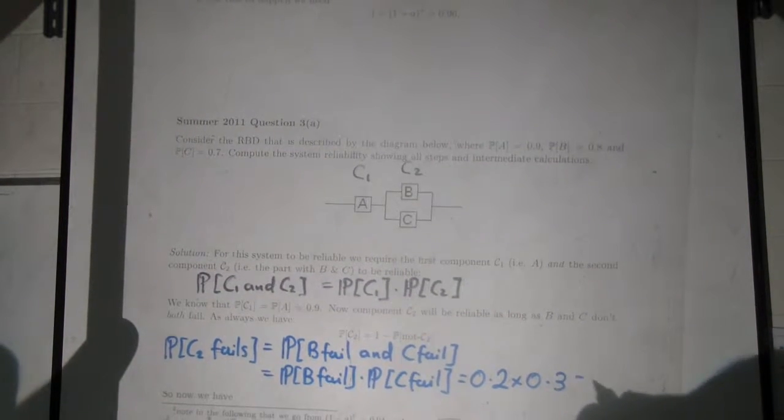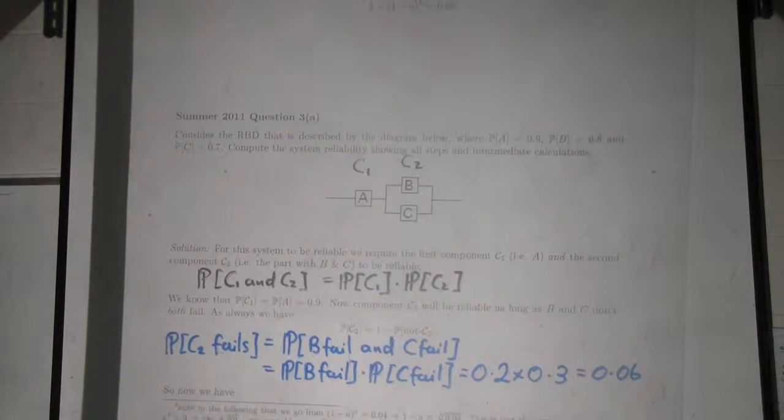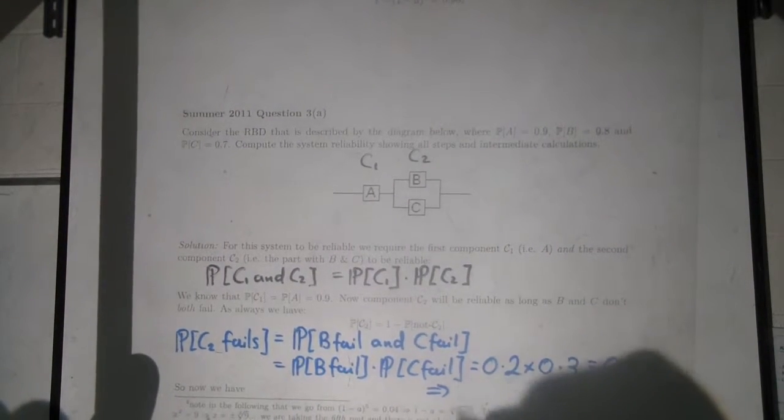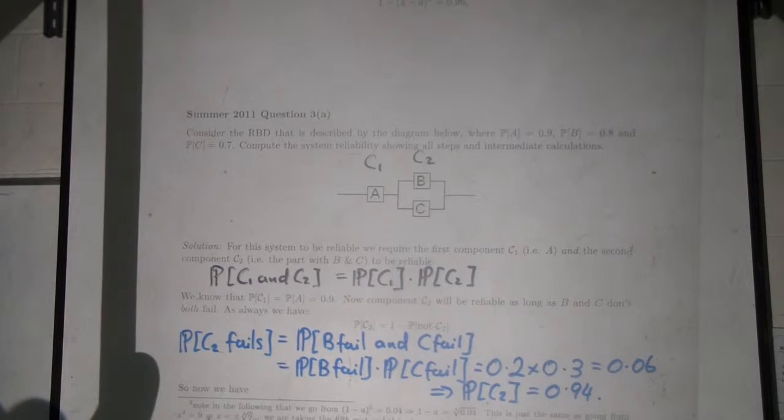Multiply them together, you're going to get 0.06. So that's the probability that C2 fails, 6%. What's the probability that C2 actually works? 94%. Therefore, now this is a footnote for what's above, so just ignore that. Probability of C2 being reliable is 94%. There, like that.